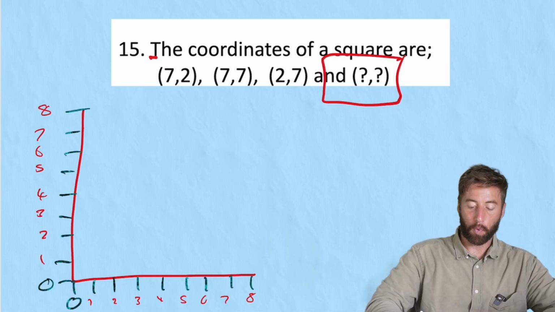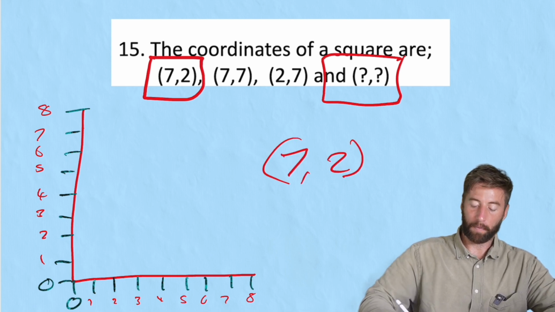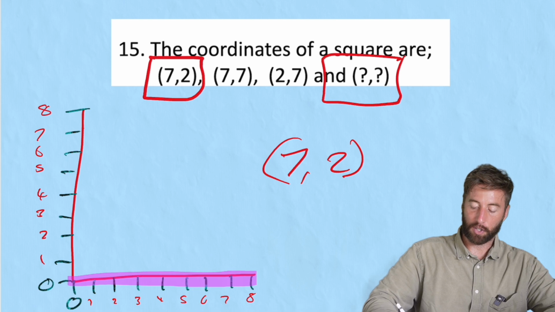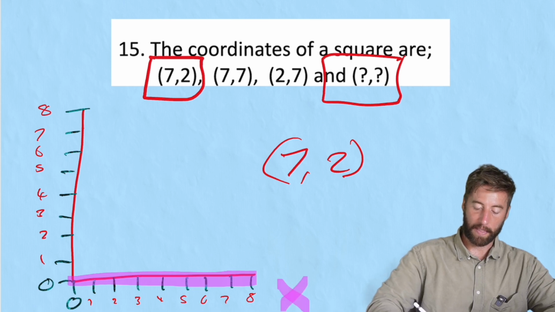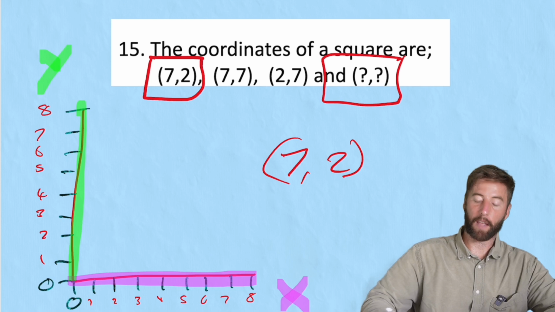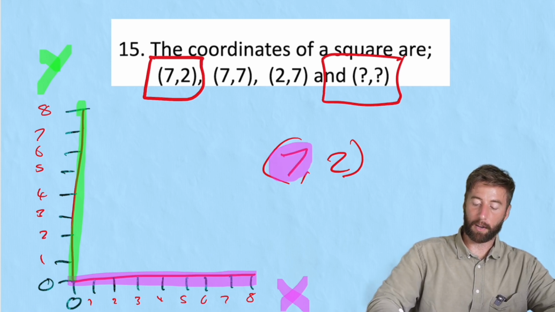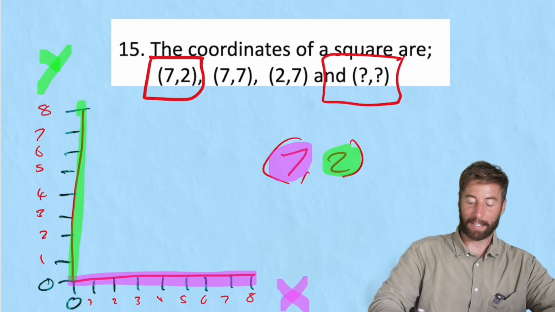So when we're plotting coordinates, for example 7, 2, we need to understand which numbers these refer to. Well, this axis here is called our x-axis. And this axis here, the vertical one, is our y-axis. The first number is on our x-axis, and the second number is on our y-axis.